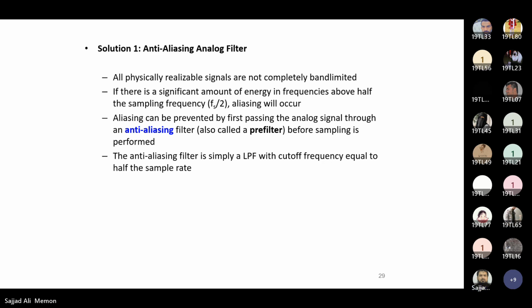मतलब कि it's a reverse process. First you choose the sampling frequency, whatever you choose. Let's suppose we choose 8 kilohertz. Then you pass your analog signal that you want to convert to digital through a low pass filter by setting your cutoff frequency equal to 4 kilohertz.